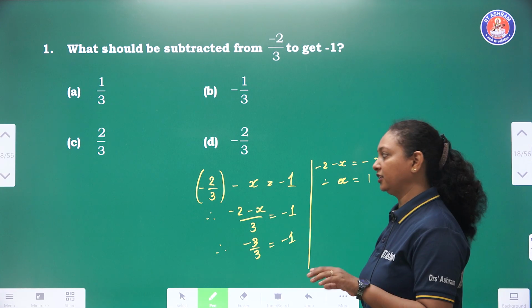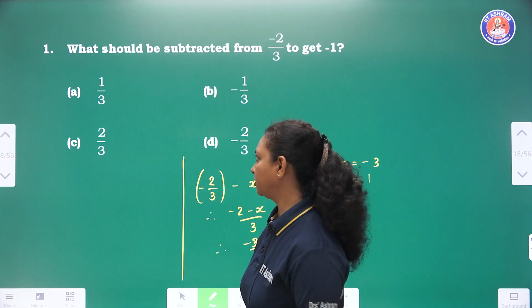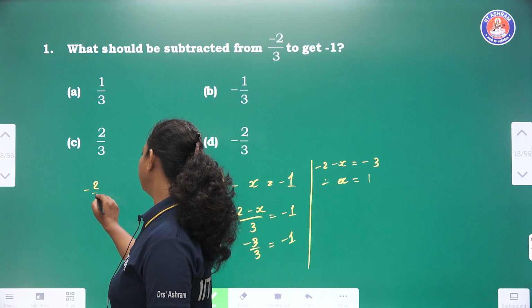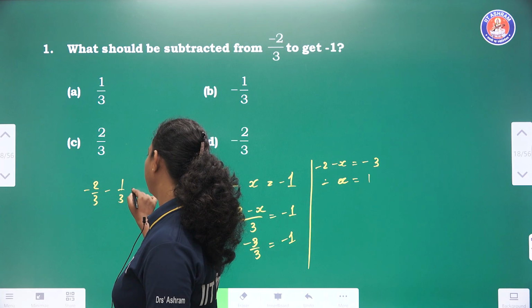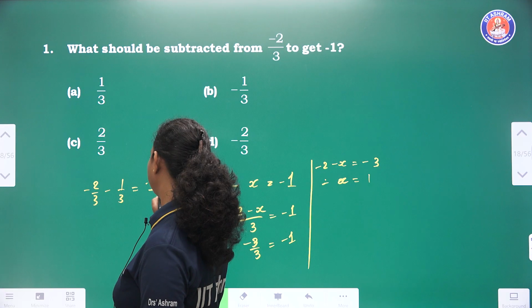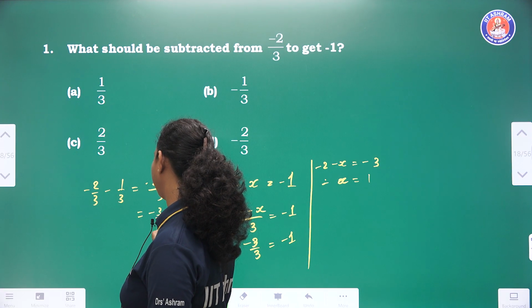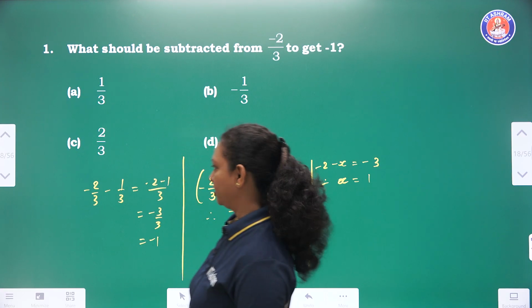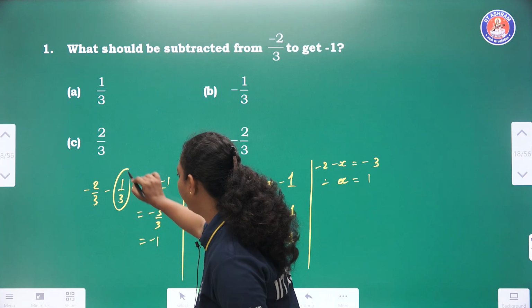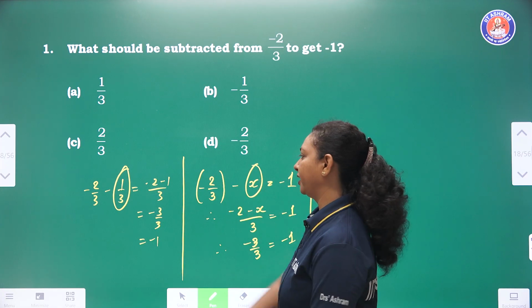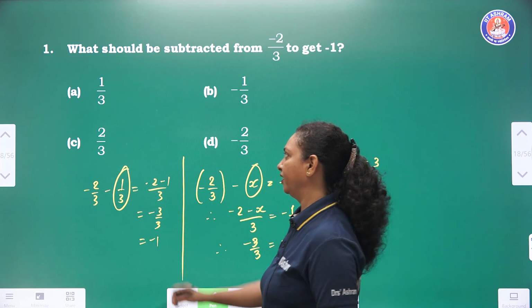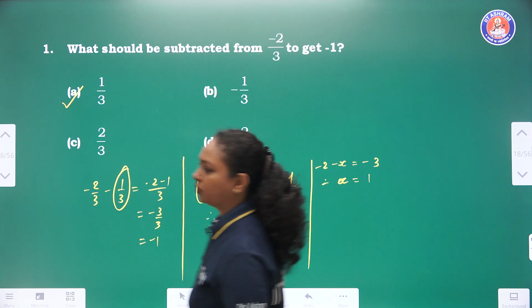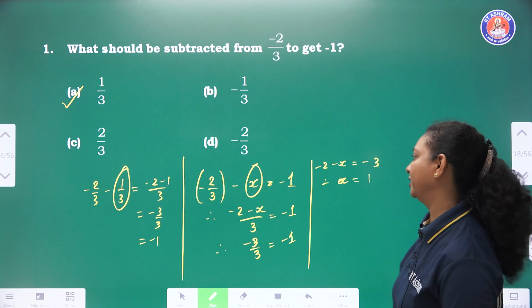So, when we subtract 1 by 3, to cross check your answer, minus 2 by 3 minus 1 by 3, that is equal to minus 2 minus 1 upon 3, which is minus 3 by 3, which is equal to minus 1. So, what is the value of x? x is equal to 1 by 3. So, which option is correct? 1 upon 3, not minus 1 by 3.